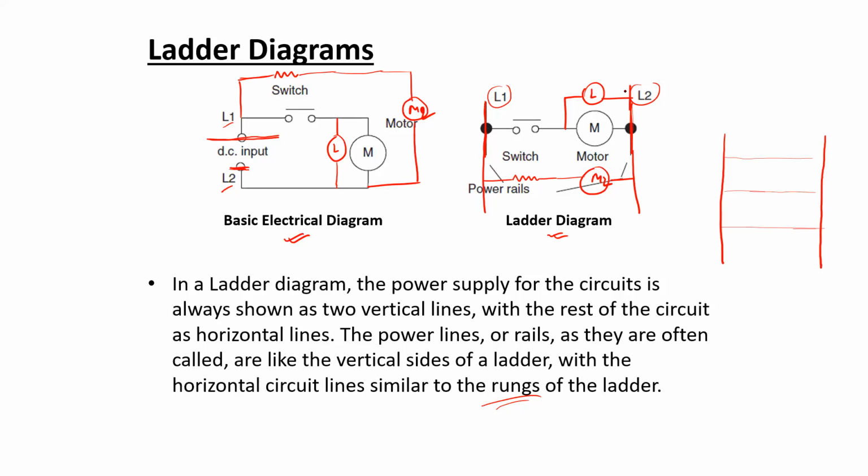The vertical lines will always be two. Because in the case of a PLC, multiple different sources can be there. The input devices that you are using may have a different voltage level, and the output devices that you are using can also have a different voltage level.